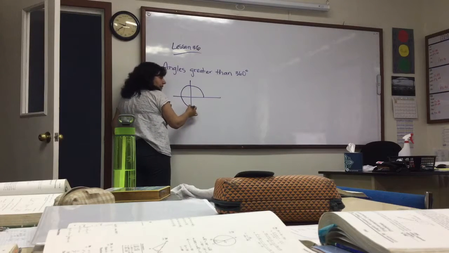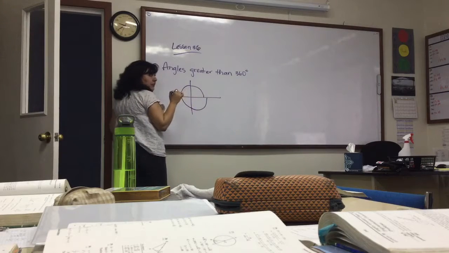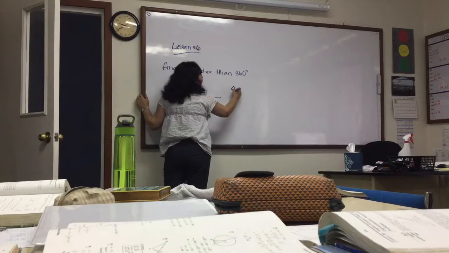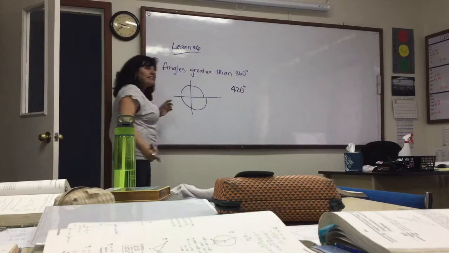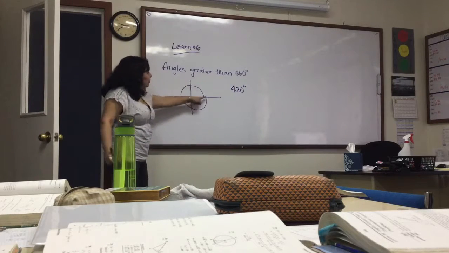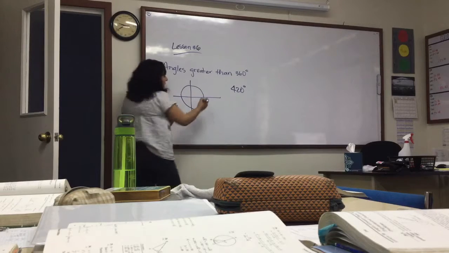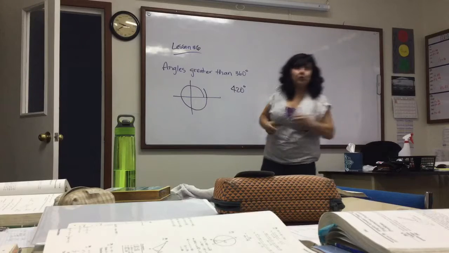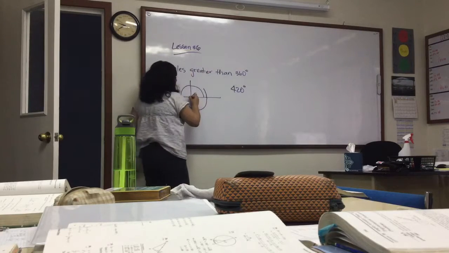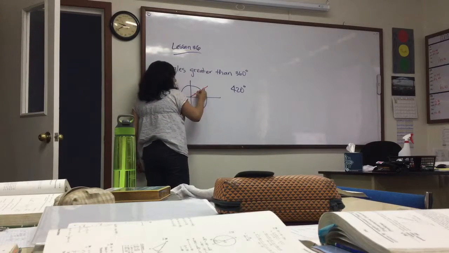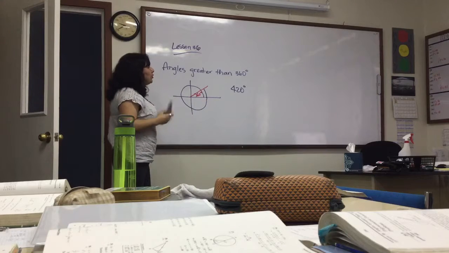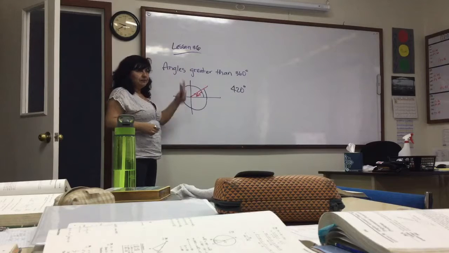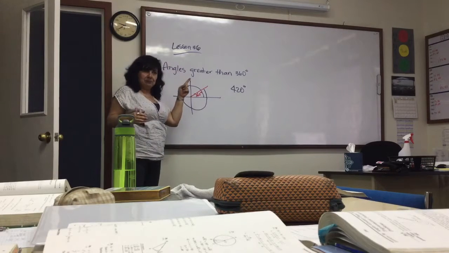This is 90, 180, 270, 360. So if you have greater, let's say you have 420 degrees. What does that mean? It means you go around, you reach 360, and then you keep on going until you reach 420, which would be 60 degrees. So 420 degrees is the same as 60 degrees, but you add an extra spin.